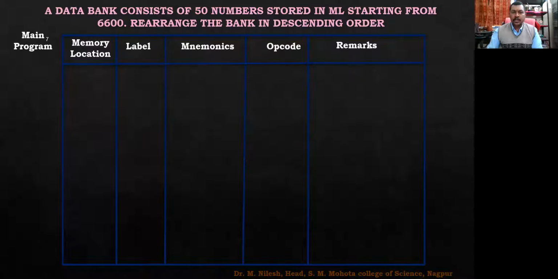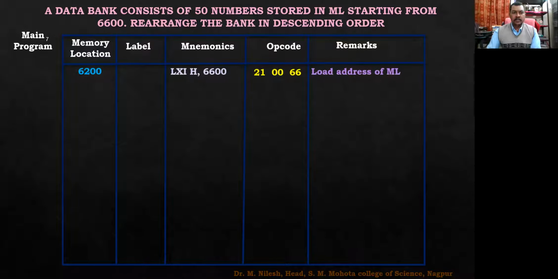Initially, what we have to do, as we always do, is load the HL pair with the memory location where the actual or original data is placed. So we are loading that HL pair by this instruction, LXI H 6600. This is the opcode of that, and this is the remarks. So 6200, 01, and 02.